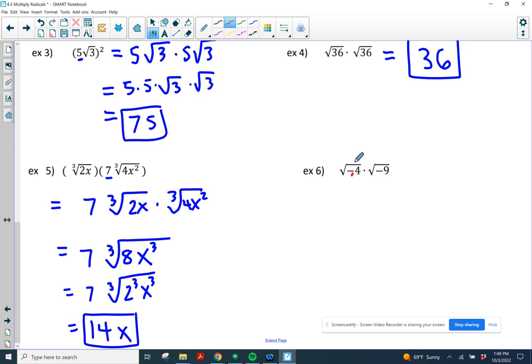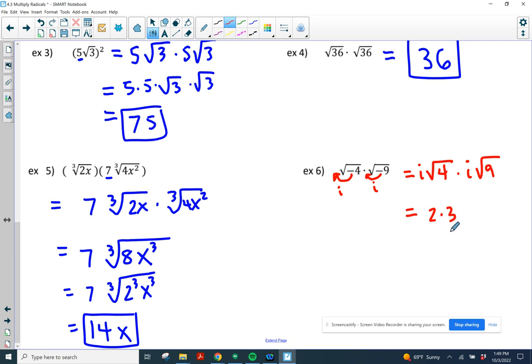Okay, example 6. First thing I'm going to do when I'm working with radicals that have negatives under them, those negatives are going to come out. Notice that's multiplication. So the negative is going to come out as an i. So I'm going to have i times the square root of 4. And for the second one, negative comes out as an i. I have i times the square root of 9. Okay, square root of 4 is 2. Square root of 9 is 3.